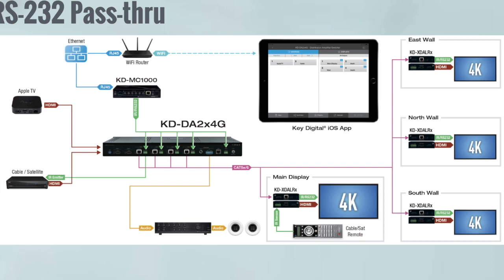Additionally, you do have IR and RS-232 control hardwired on the KD-DA2x4G, and that is the 3-pin Phoenix connector that we see beside the power supply connection.